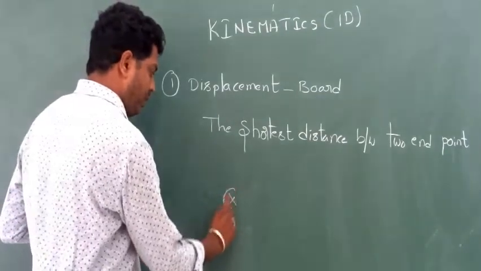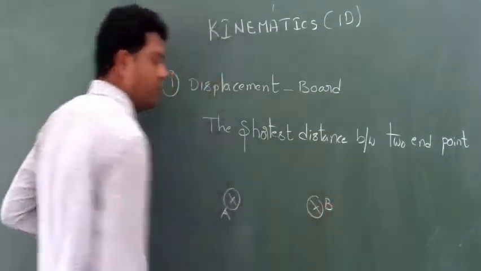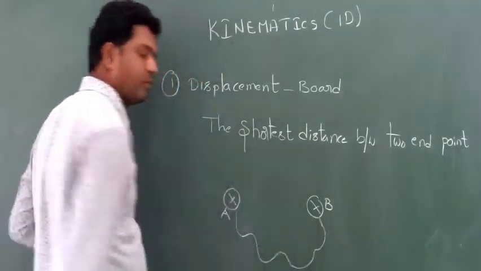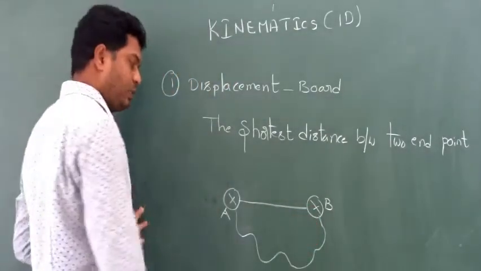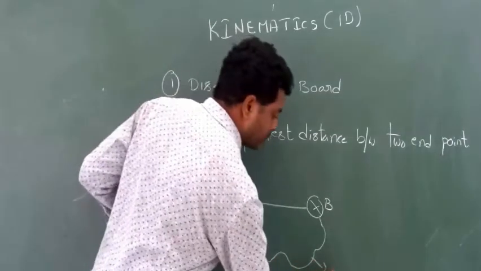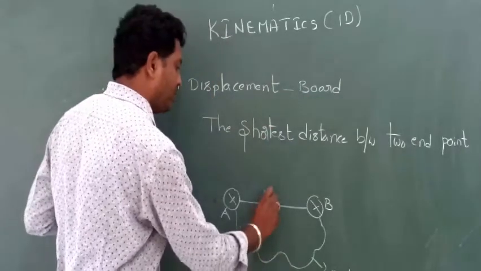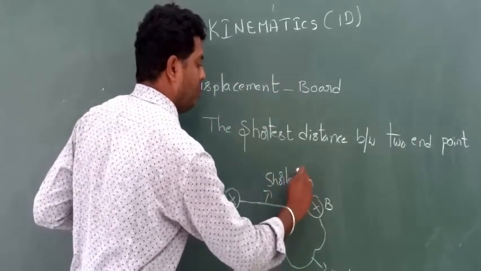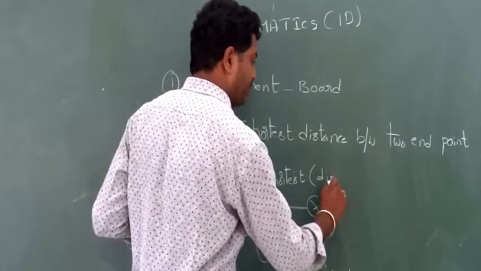Suppose this is one village A and this is another village B. There is a path between A and B. They constructed a bridge. This is the bridge. So this is called the shortest route, while this is called the actual route. This is the shortcut, the shortest route. This shortest route is called the displacement.